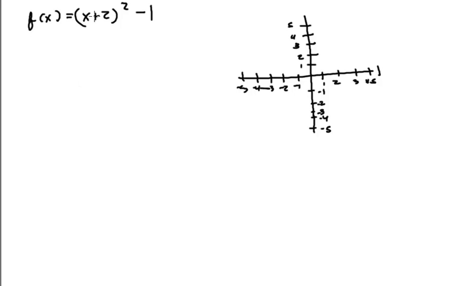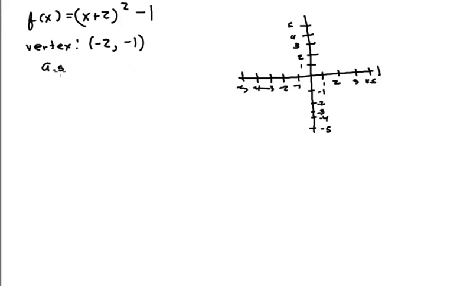f of x equals (x + 2) squared minus 1. It's already in vertex form because we have x plus or minus something squared minus something, so we can just read the vertex straight off of this. So our vertex is (-2, -1). Notice the sign of the x-coordinate is the opposite of this. The sign of the y-coordinate is the same as this.